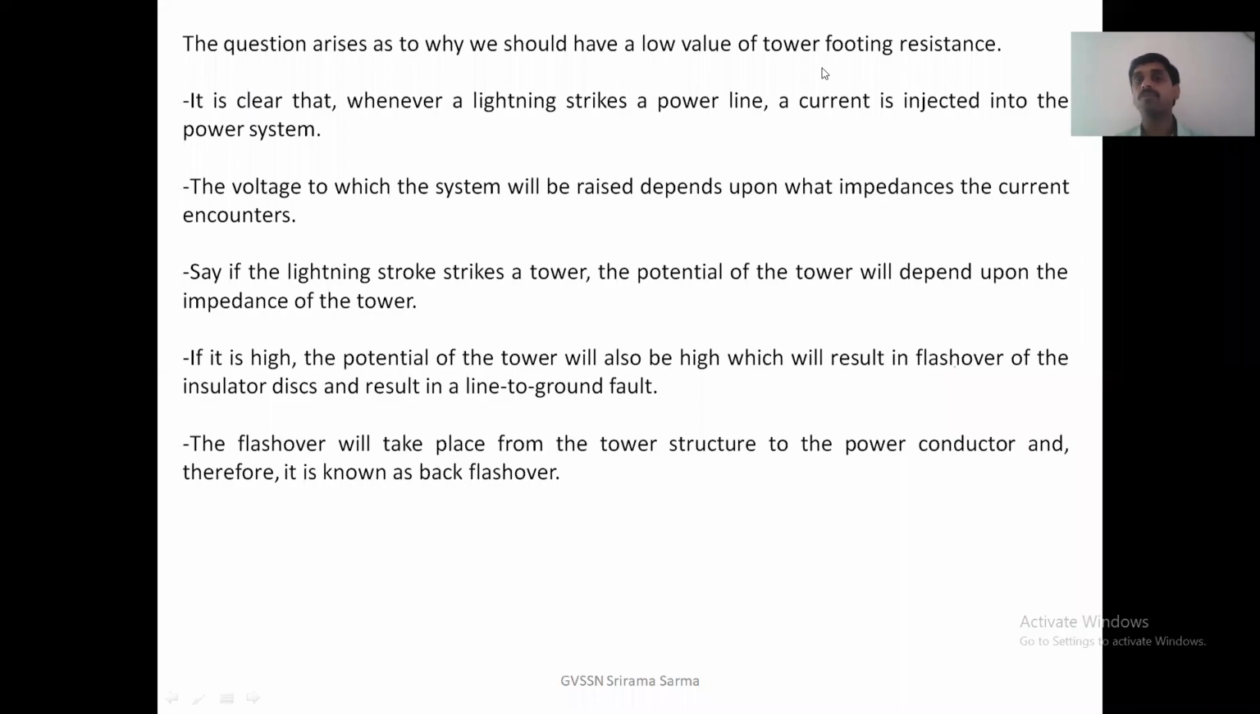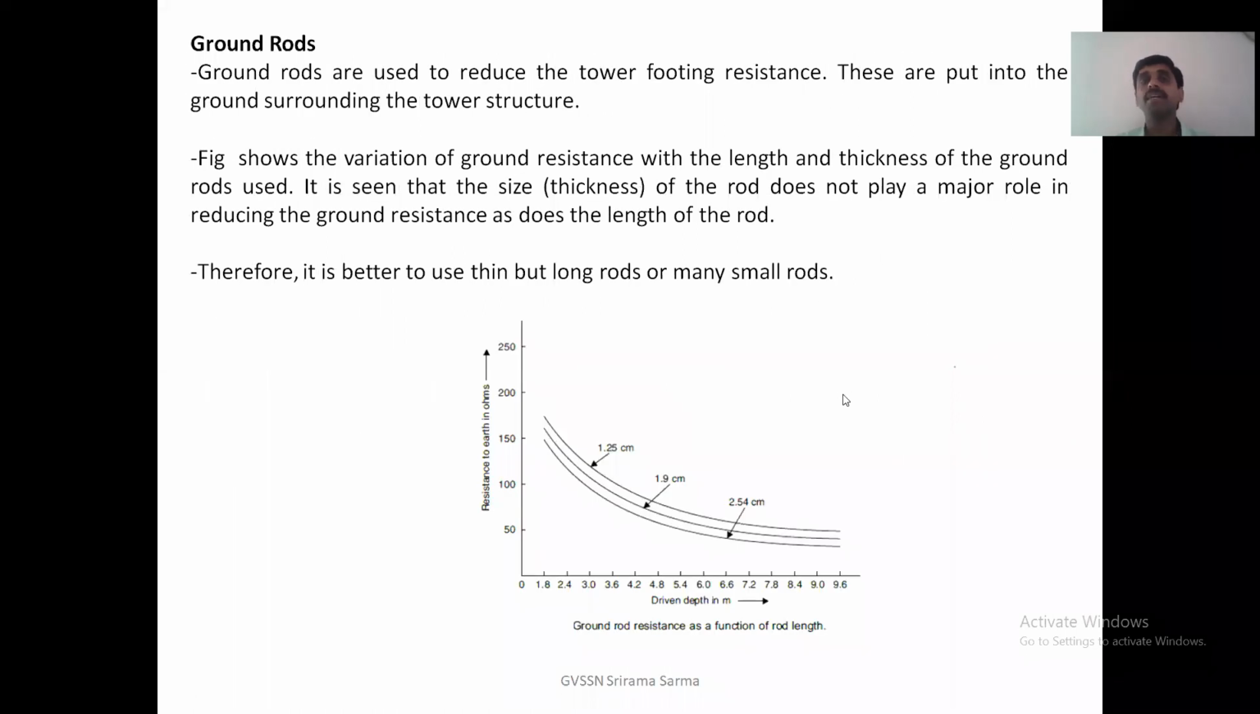So this is why tower footing resistance should be less. Reasons. So let us see the ground rods. What are ground rods? Ground rods are used at the tower footing because, as I said, the resistance at the foot of the tower must be low. How to maintain it? Using ground rods. They are put into the ground surrounding the structure.